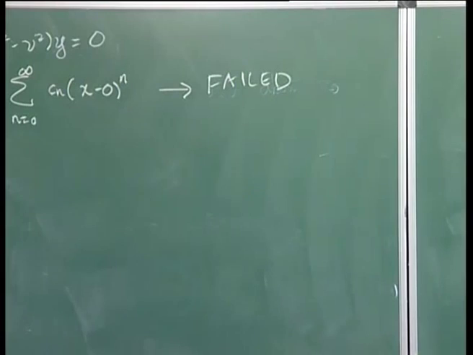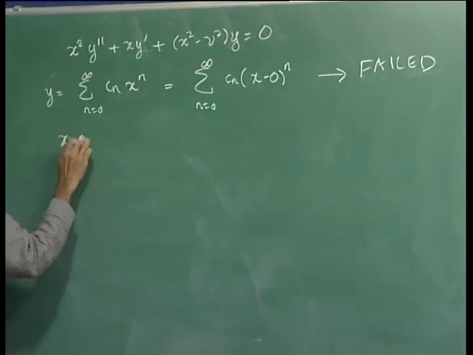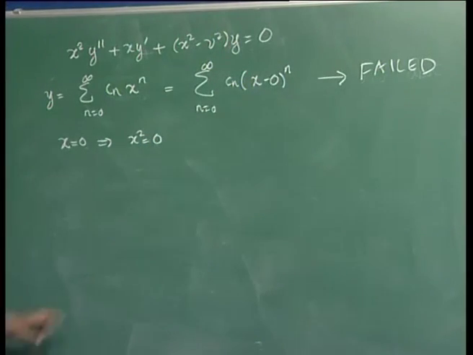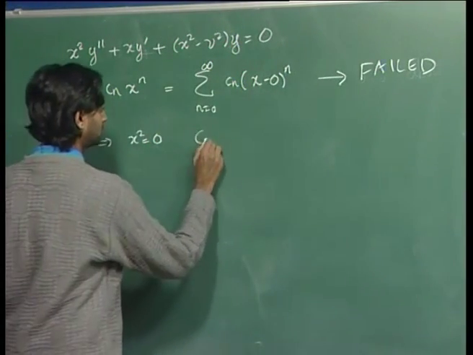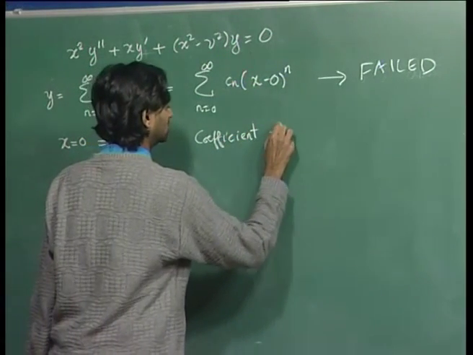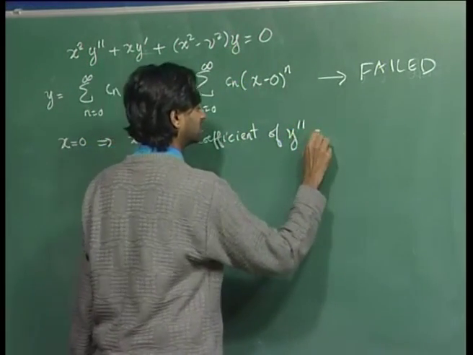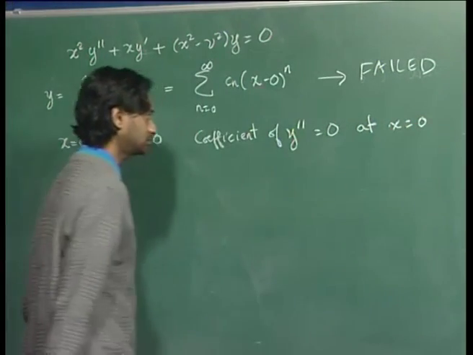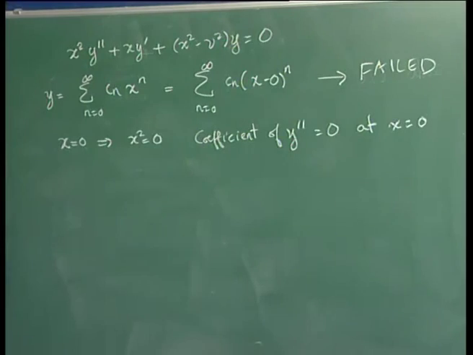The reason it failed was that x equal to 0 implies x squared equal to 0, so the coefficient of y double prime is equal to 0 at x equal to 0. Therefore this power series method failed.